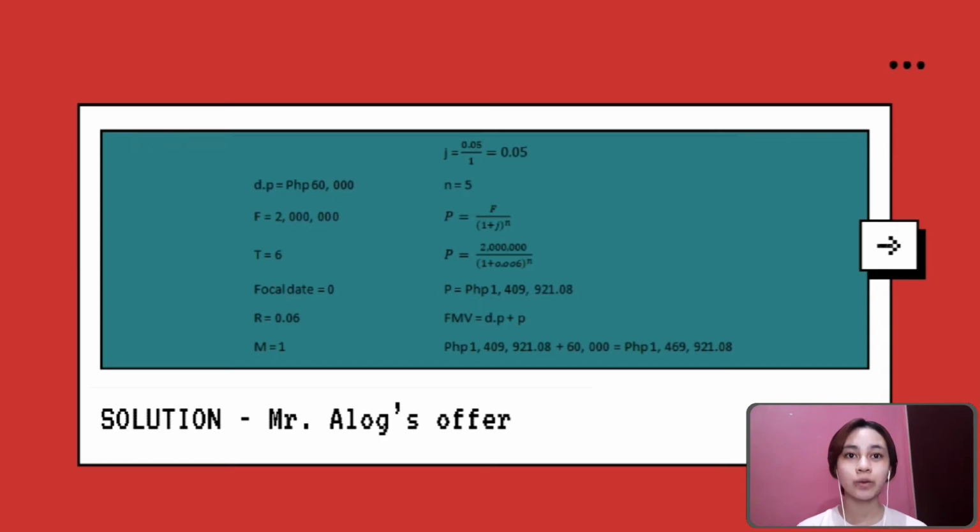Using a calculator, we can get 1,409,921 pesos and 0.08 cents. For the fair market value, we have the down payment plus the present value, which is 1,409,921 pesos and 0.08 cents plus 60,000 pesos, it will be 1,469,921 pesos and 0.08 cents.